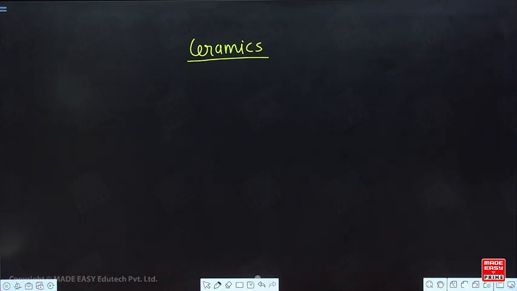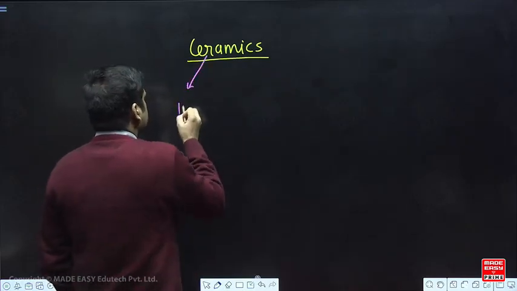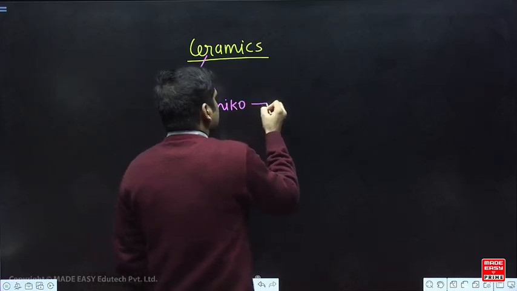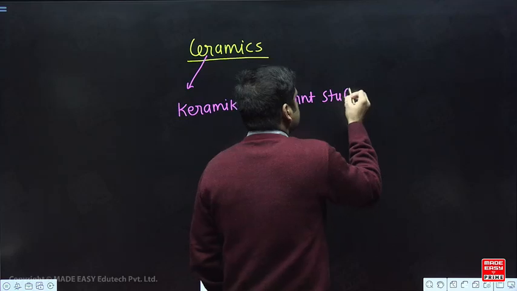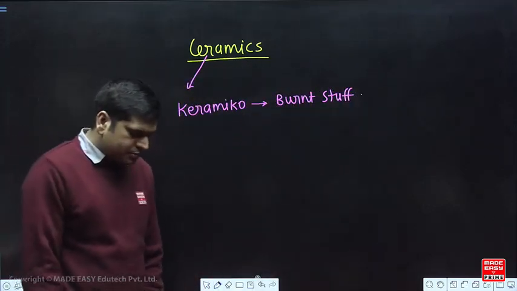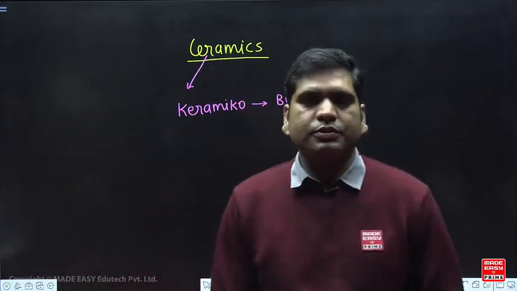Let's go for ceramics. Ceramic. This word is taken from a Greek word keramikos, which means burnt stuff. इसका मतलब होता है जला हुआ material, burnt stuff. Why are these materials known as keramikos? Why are they known as burnt stuff?